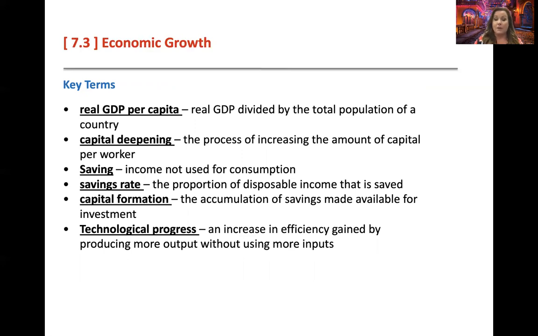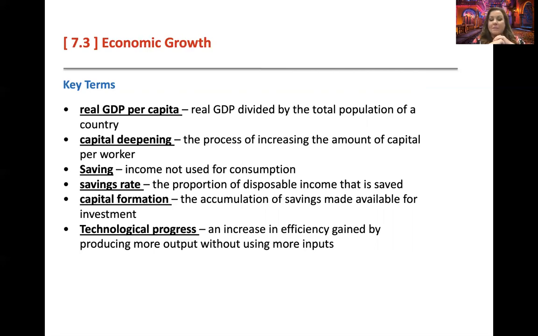Saving. This is any income not used for consumption, leftover money at the end of the month. Savings rate would be the proportion of your disposable income that's saved. That can vary paycheck to paycheck. A lot of people recommend when you get your first job to set aside a certain amount and put it in savings, which you won't miss. Usually they say 10%.